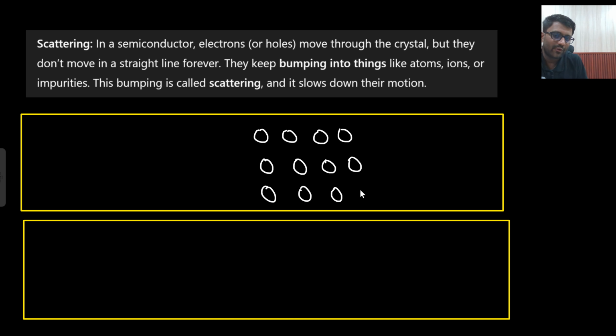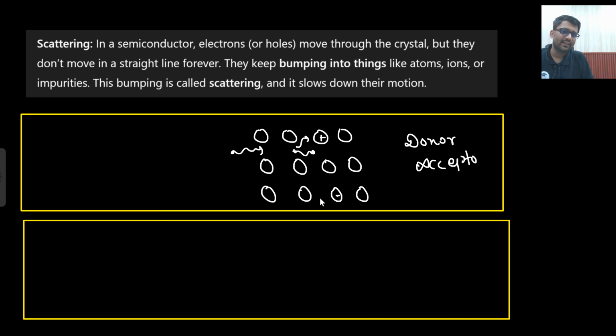So we have two kinds of impurity: donor impurity and acceptor impurity. Donor impurity is positively charged, acceptor impurity is negatively charged. So if an electron started moving, it was going, but this positive charge attracted the electron. So it is affecting the motion, and this negative charge will repel the electron. So this is also affecting the motion. That's why the electrons are getting scattered. The scattering that is happening because of these impurities is known as impurity scattering.